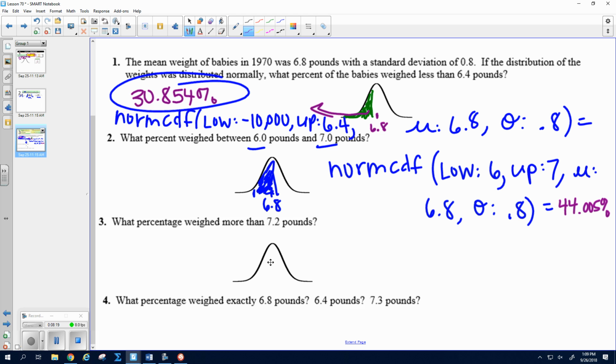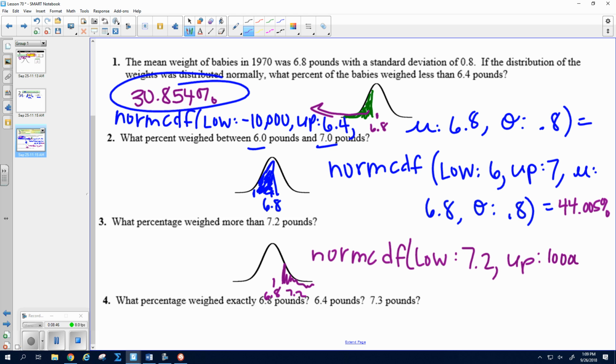All right, how about more than 7.2 pounds? So here's 6.8 right in the middle. More than 7.2, we'd shade above 7.2. These graphs aren't big enough. I need more space, but that's all right. So now I've got norm CDF again. And this time, what's my lower bound going to be? This time it's 7.2. And my upper bound, because I'm shading to the right here, is some really big number, like 10,000, even though that would be a ridiculous weight of a baby. You can still plug it in, all right? And then our mu is 6.8 again, and our sigma is 0.8 again. So what percent of babies are bigger than 7.2 pounds? Did you guys get 30.854?